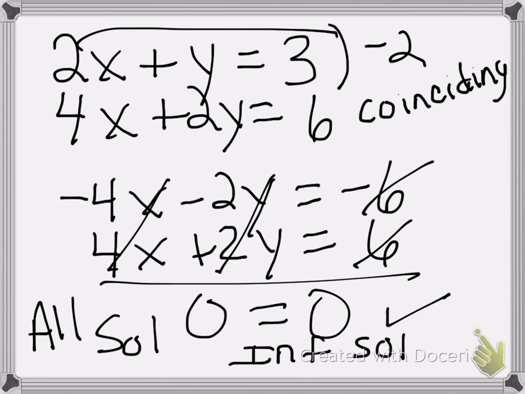Okay, so that's special cases, either no solution because they're parallel and the statement is not true, or all solutions because the lines are coinciding, and that's when the statement is true. Okay, so I will work that one more time, the same problem, but this time we'll use substitution. I think most of you are going to prefer elimination, but I want you to have that choice.